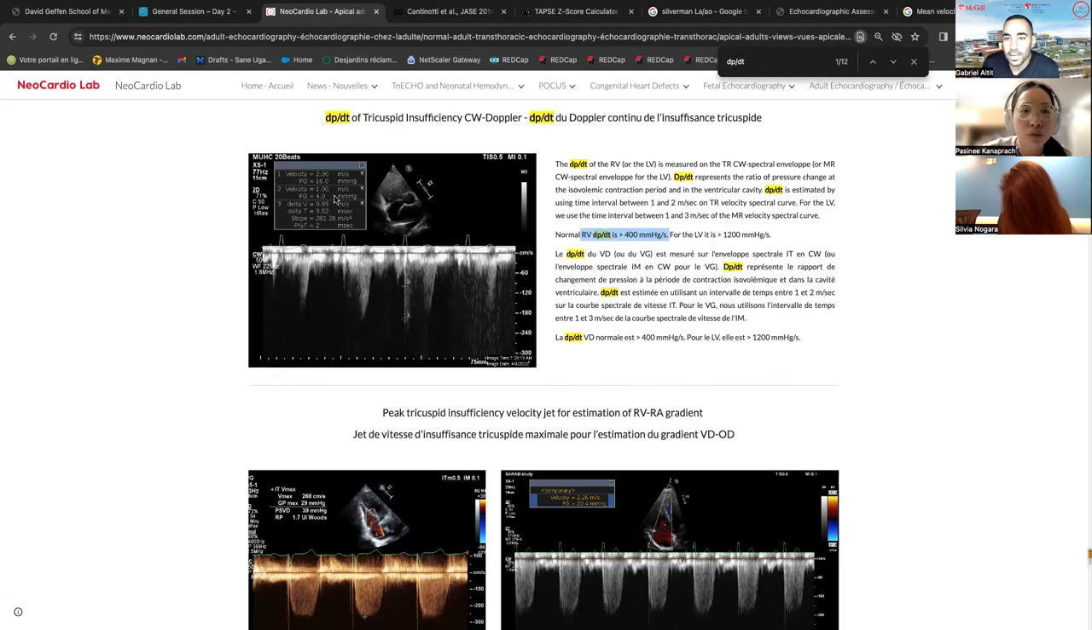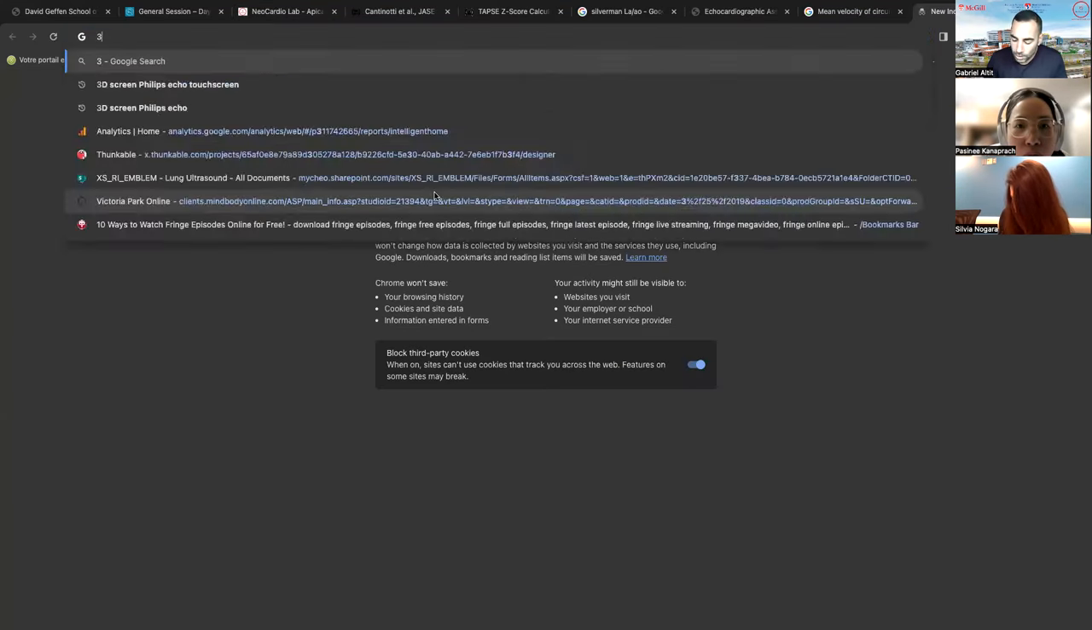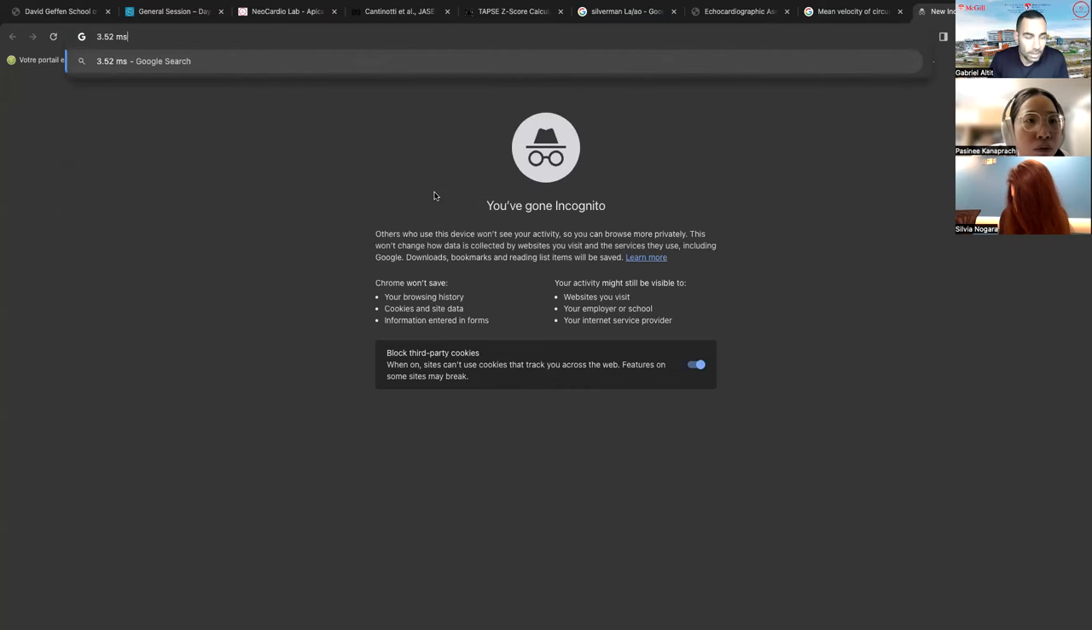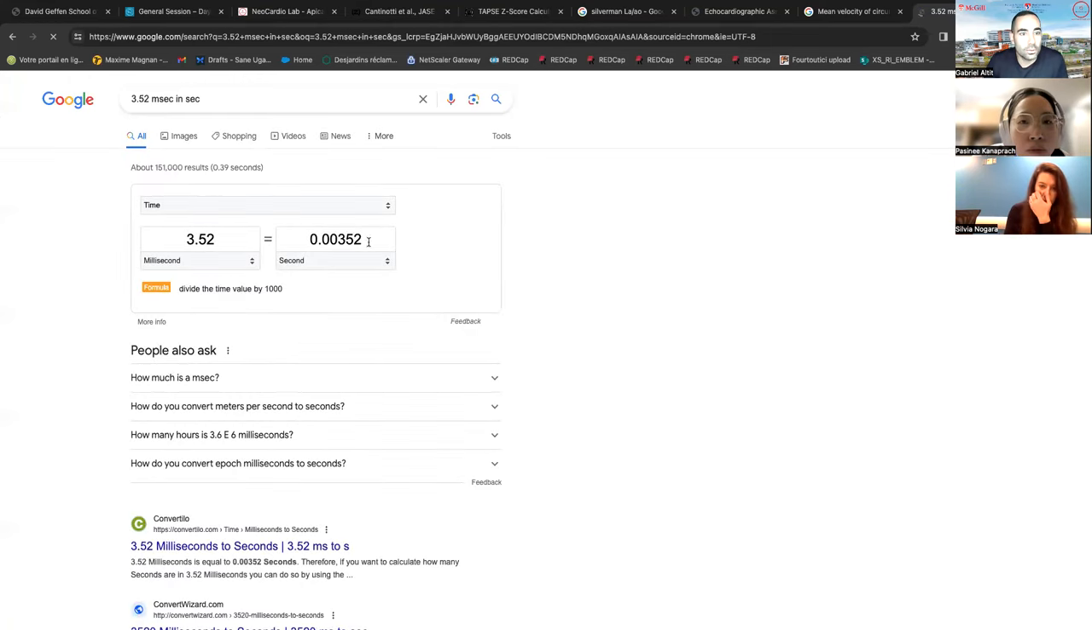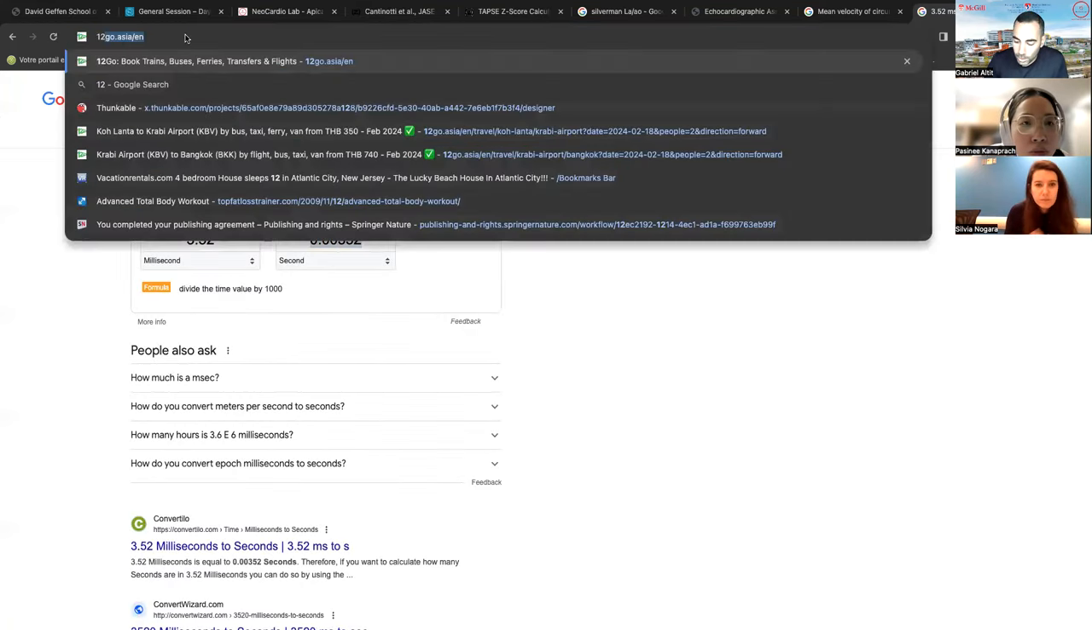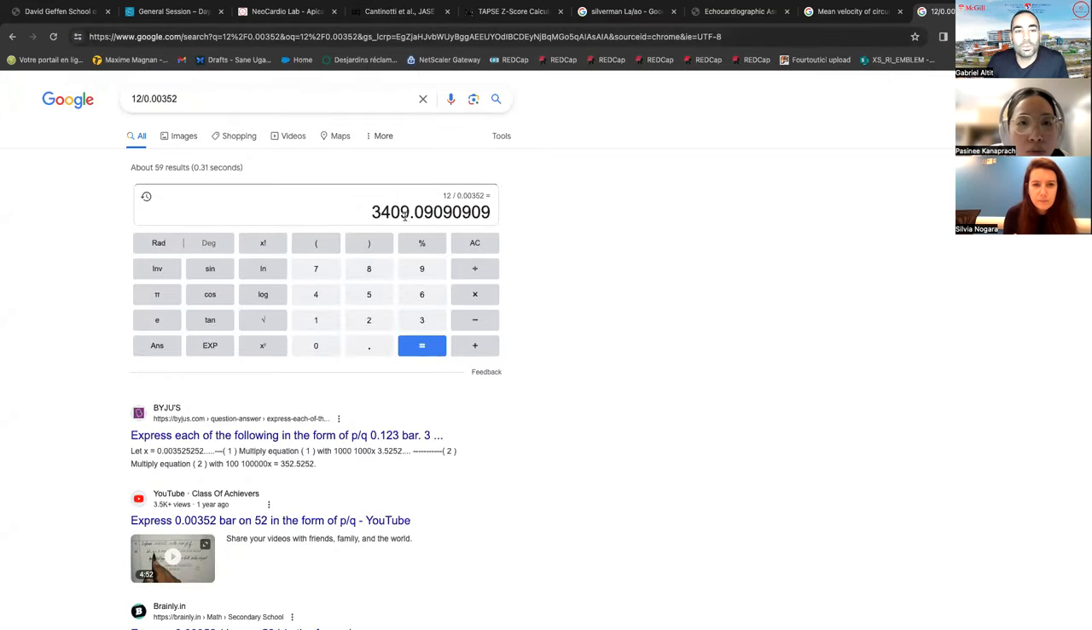The way I would calculate that is that 1 meter per second corresponds to 4 millimeters of mercury. 2 meters per second is 2 times 2 equals 4, 4 times 4 equals 16. This is 16 millimeters of mercury. So 16 minus 4 gives you 12. If you divide 12 by 3.52 milliseconds, converted to seconds, so 0.00352, it gives you the dP/dt. So if you do 12 divided by this, it's 3,400. So it's way above 400.